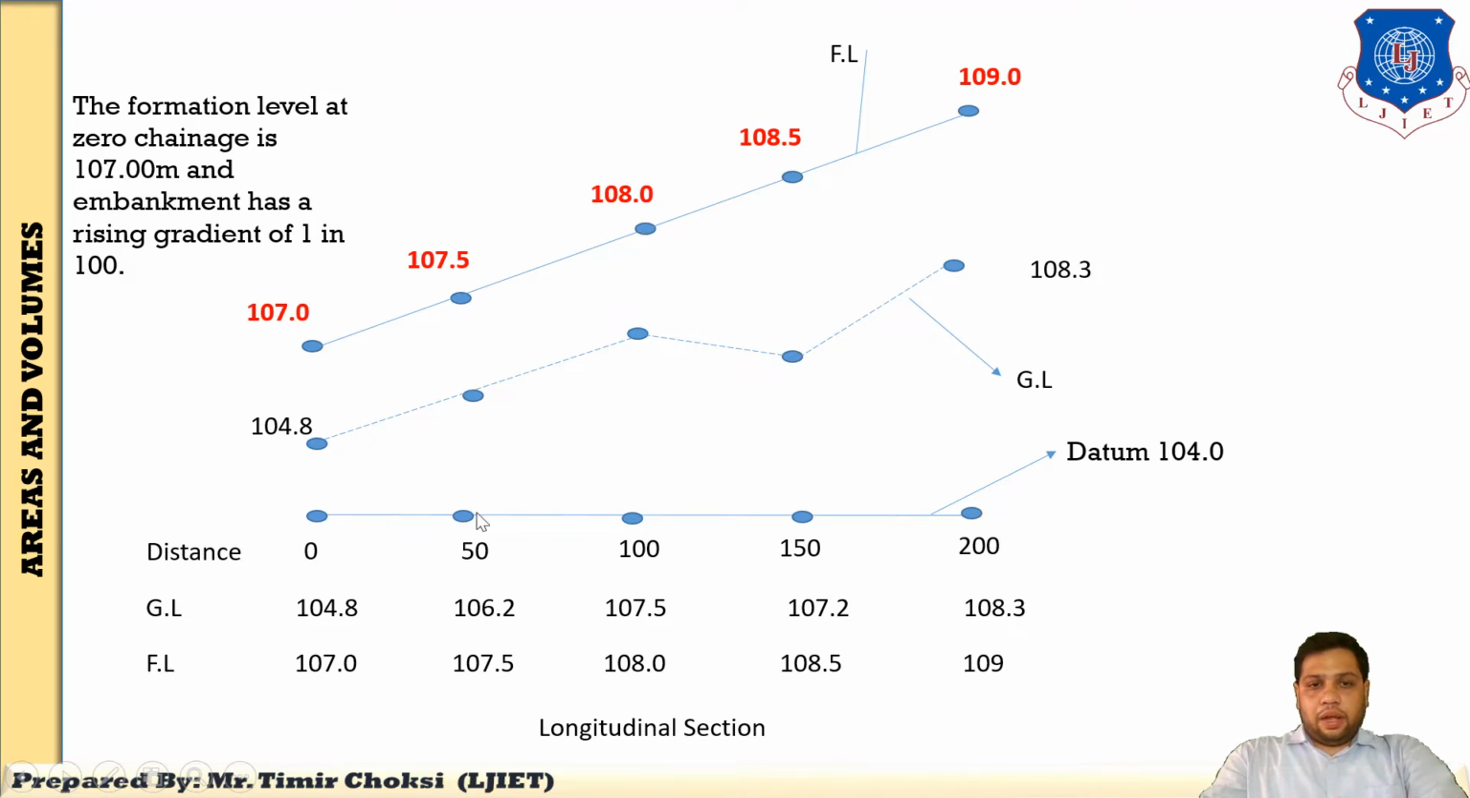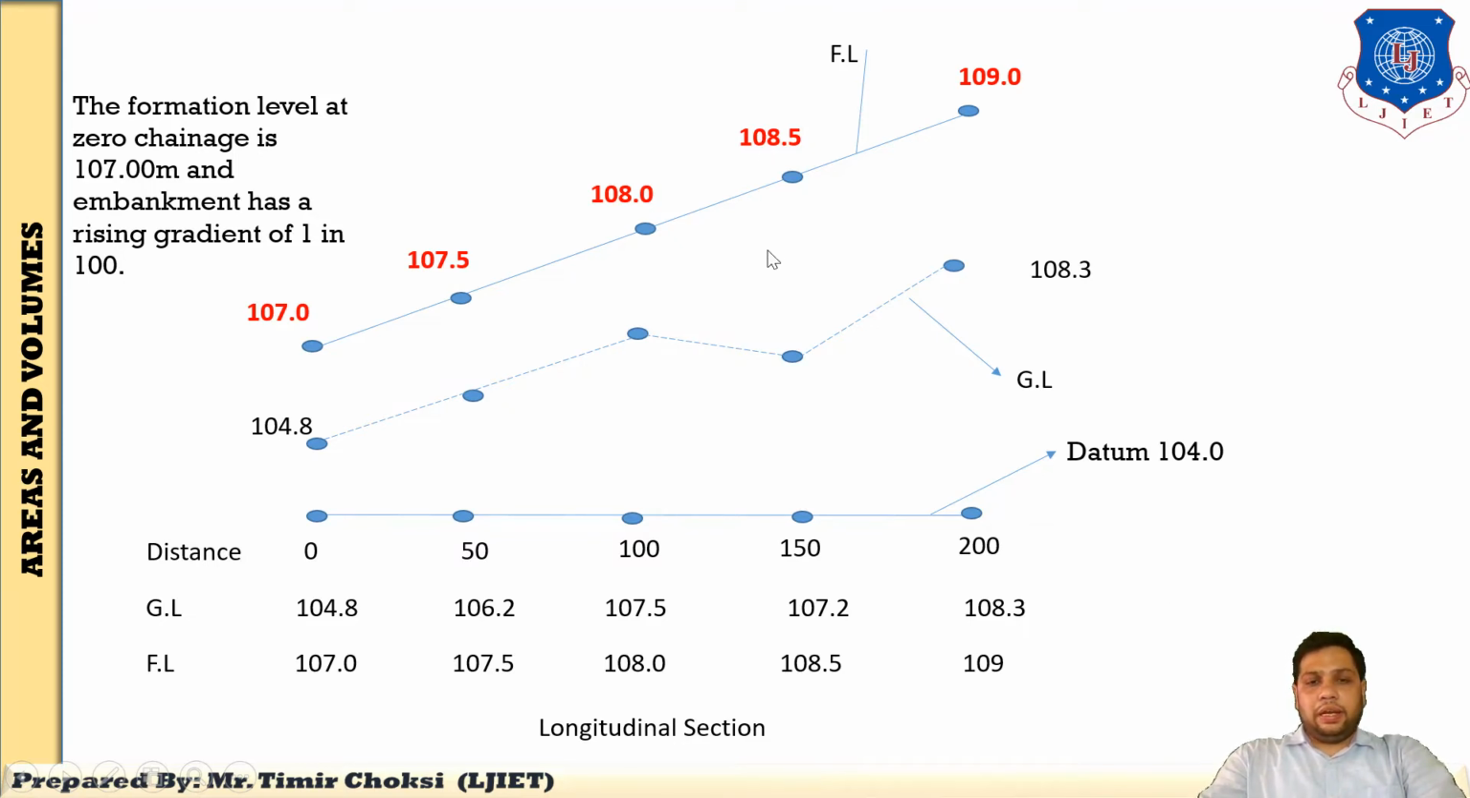Now, what is the value at a 50-meter distance? You know that at 0 distance it is 107, at 100 it is 108. So your answer will be 107.5, and at 150 it is 108.5. You are thinking logically, because your rising gradient is 1 in 100. From 0 to 100 the gradient rises 1 meter. So at 50 meters, it is 107.5. Similarly here 108.5.